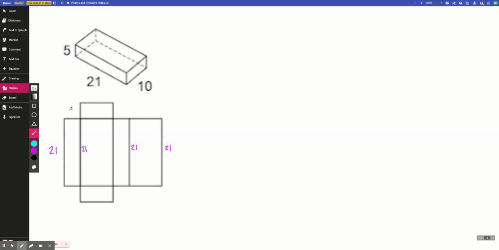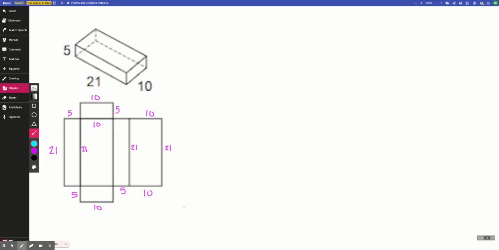This really, really skinny part is 5. Right, so this is 5 here, 5 here, 5, 5, right? So you can kind of tell where those are. And then my kind of medium length side is 10. So this is 10, 10, 10, and then I have others here. So like this is 10, 10. Okay, so there's my net labeled.